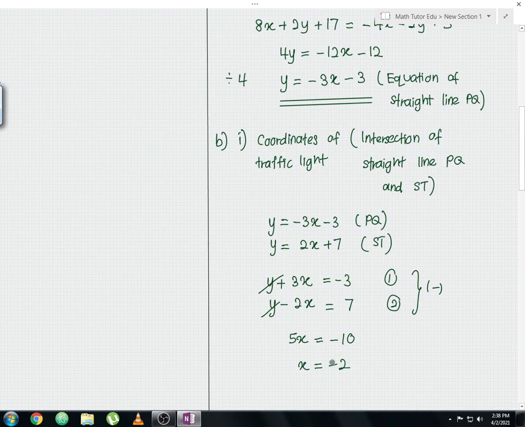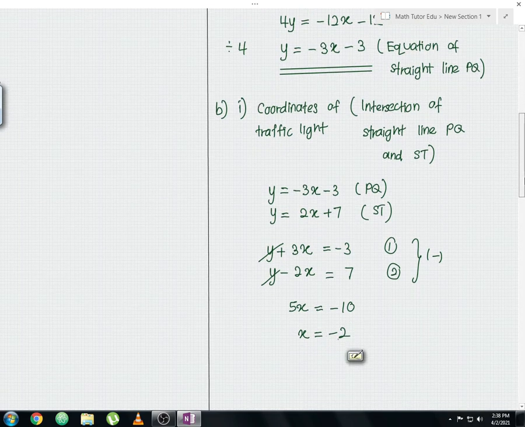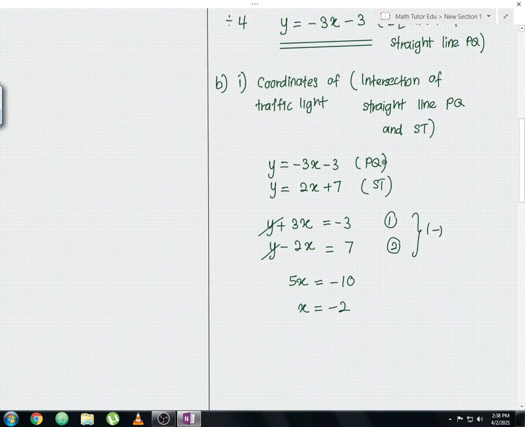Okay, so once you get the x coordinate, to find the y coordinate will be very easy. You can choose either equation PQ or ST. So in this case, I choose to substitute into the equation PQ.